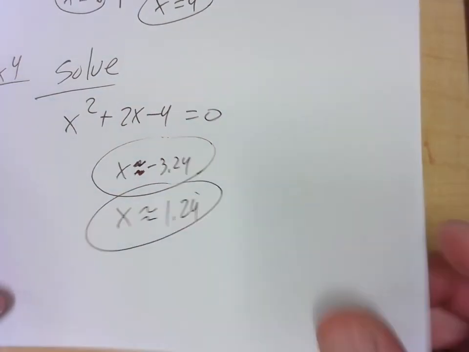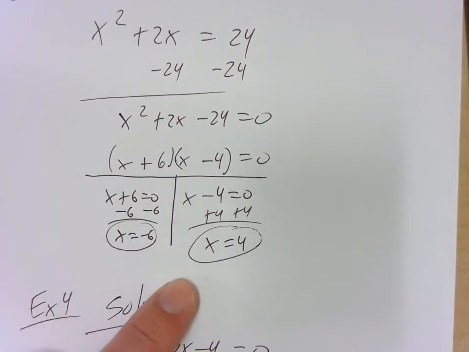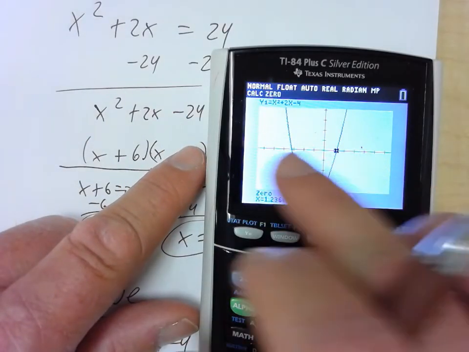All right. So that's the idea here. We factor and set factors equal to 0. That's called the zero product property. But what are we looking for really? We're looking for where the parabola crosses the x-axis, which are called the roots of the equation.